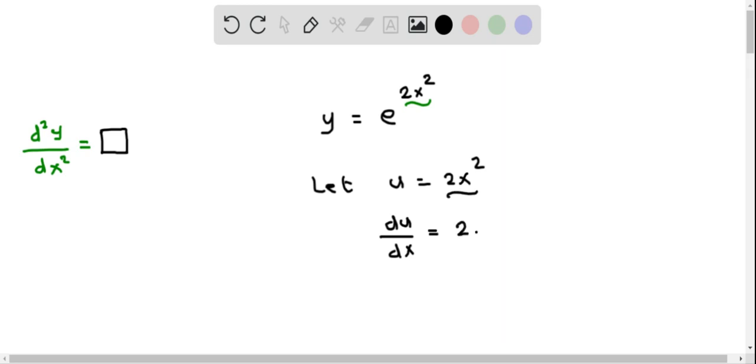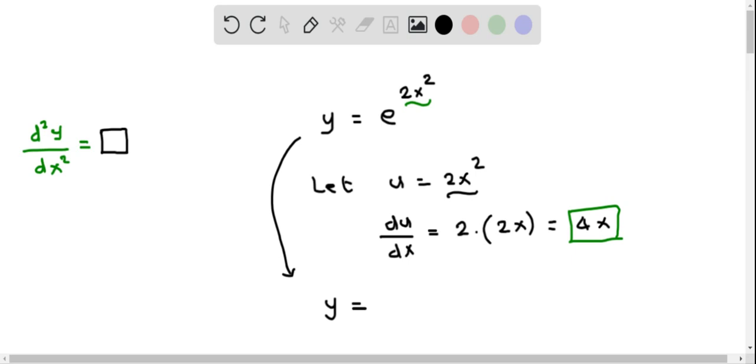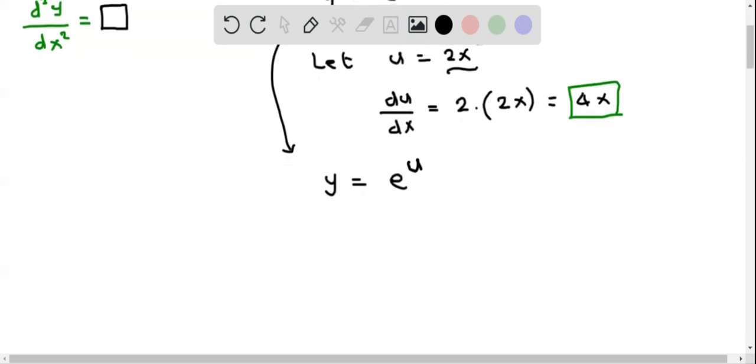So we put the 2 first, and then the derivative of x squared using the power rule is 2x. And so we see that 2 times 2x is 4x. So du by dx equals 4x. Now, considering this expression y, we can rewrite this as y equals, after we do the substitution, e raised to the power of, replace this 2x squared by u. So therefore, this becomes y equals e power u.